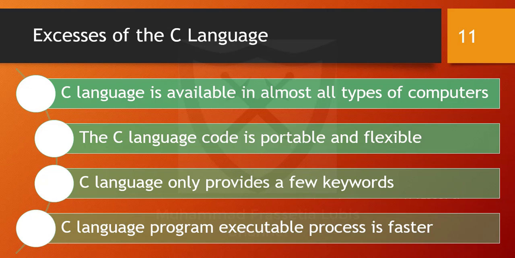Because of the philosophy of the C language that only provides a few keywords, the consequence is that the program resulting from the compilation of the C language can be said to be relatively faster in processing compared to the results from other languages. Thus, applications made in C language will be efficient and competitive applications.